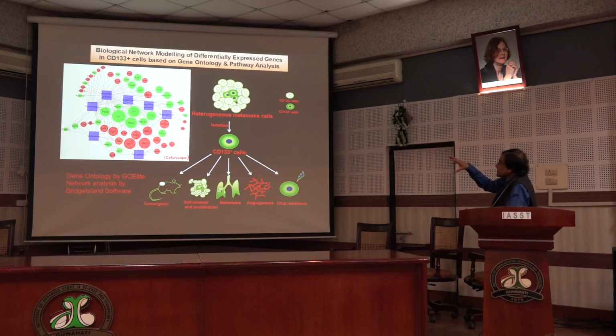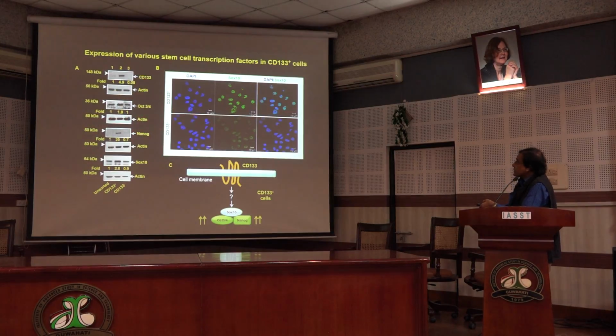So basically, in melanoma cells, because of the heterogeneous population, once we isolate the cancer stem cell, and those of you who are working on cancer stem cells know, if they are cancer stem cells or TIC, they should be more tumorigenic in nature, they should have a self-renewal property, be more proliferative, metastatic in nature, angiogenic in nature, and they should have drug resistance. Because that's why many drugs are not working, and patients have a relapse of that cancer. So he has gone through all these steps one by one.